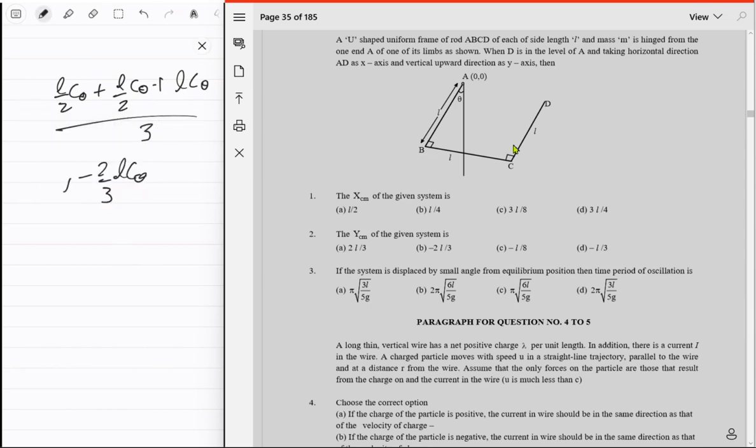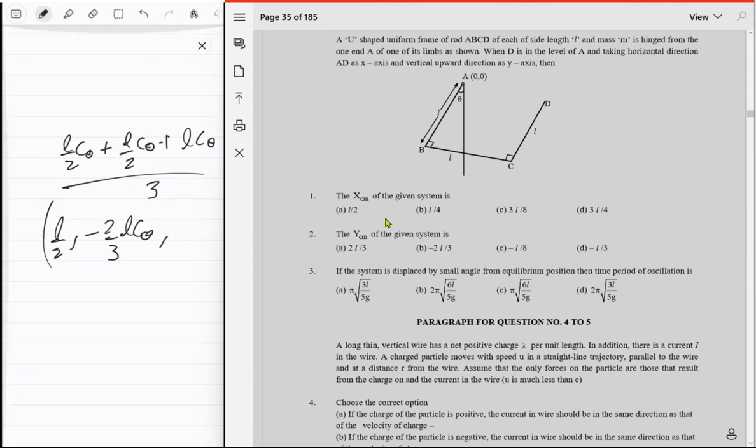And what will the x coordinate be? Those two cancel out. It's just at L upon 2. So L upon 2, comma, negative 2/3 L cosine theta. And then what's the z coordinate? So this is x, this is y, and z will be in the inward direction, so it would be negative, right? Okay, so the x center of mass, that's pretty easy, just L upon 2, right?